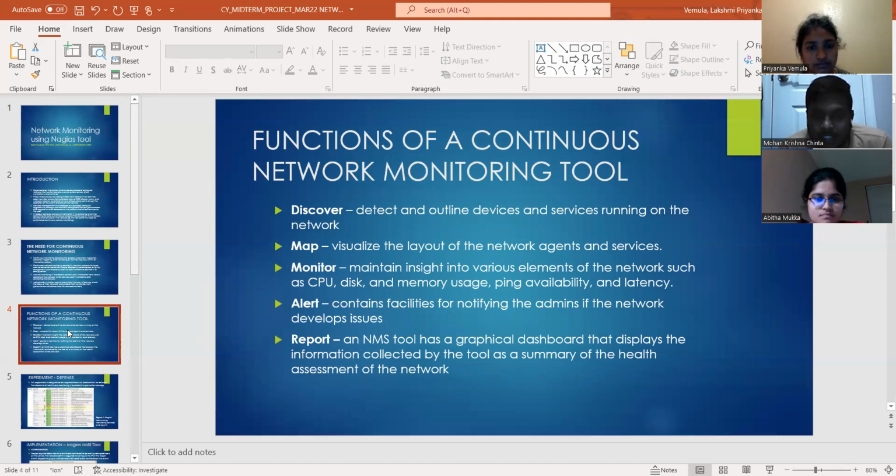And Alert is the information about what data is going to be trapped from others. It contains the facility to notify admins if the network develops issues. And Report usually says what types of identification the report gives, and what the error is. Graphical dashboards display the information collected by the tools as a summary of the health of the network.